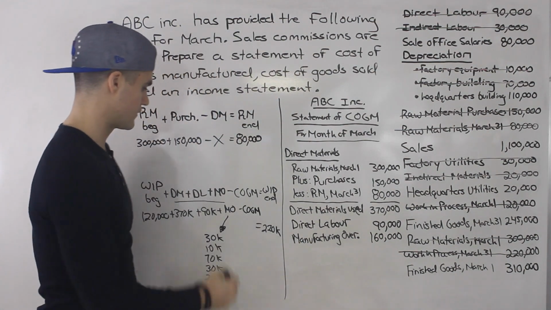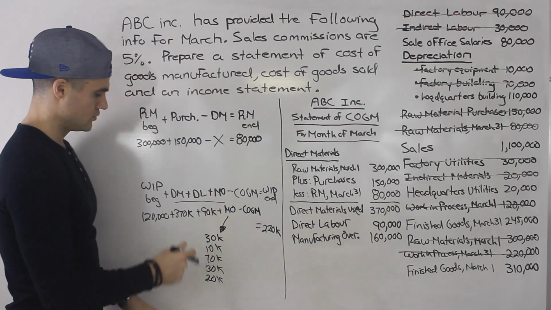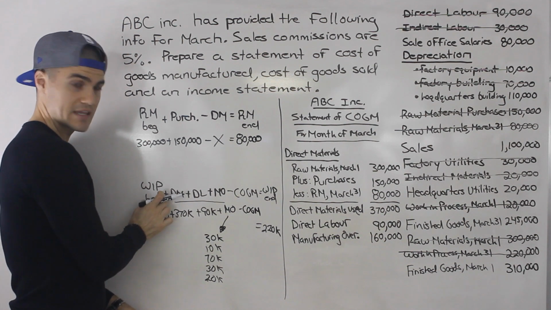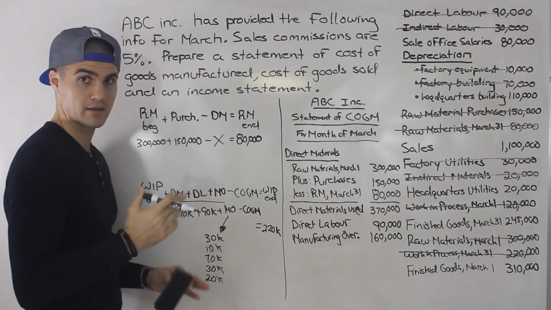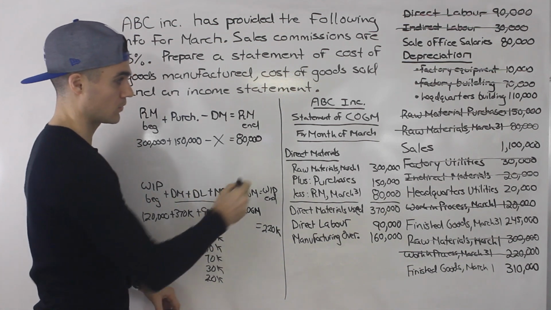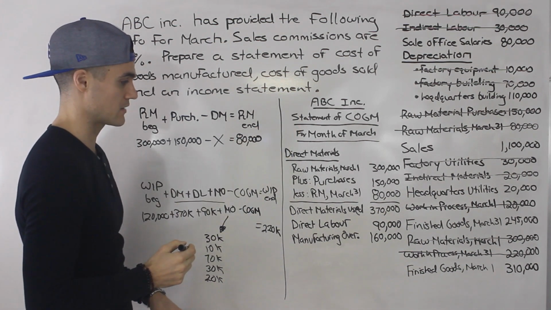And then once you have these three items here, you can add the work in process at the beginning, and then we could subtract the work in process at the end to get that cost of goods manufactured, which is the number we are going for, right? This is a statement of cost of goods manufactured.